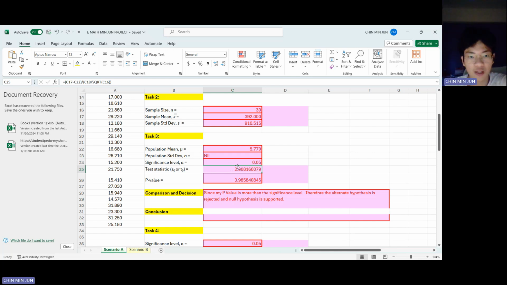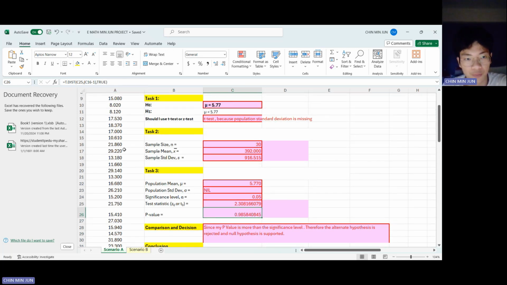Afterwards, the p-value that I've acquired is 0.95. Using the formula above, this formula returns the cumulative probability from the left of the t distribution curve up to the t statistic value for the t0 value in cell 25, which can be seen here in my formula, with the sample size of C16 minus 1, where C16 is my sample size.